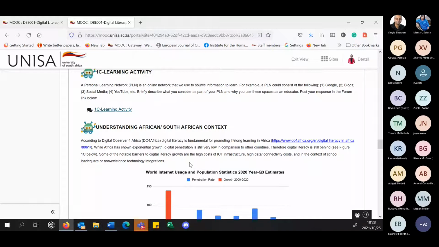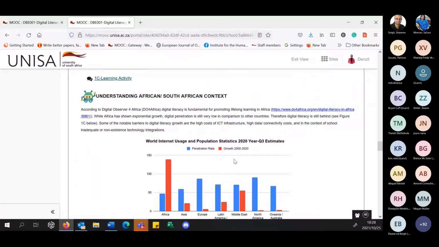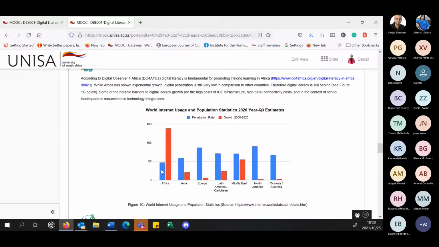Now, while Africa has shown exponential growth, specifically, digital penetration is very low. So if we look at the stats that were taken from the world internet usage, and if we look at penetration versus growth, Africa is really behind in terms of the stats. It's way below 50 on the stats growth. And if we look at the growth, there's a lot of potential for growth, but the penetration in terms of the coverage of geographical regions, the coverage of people, is low.